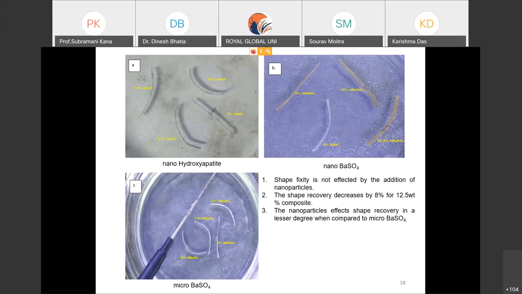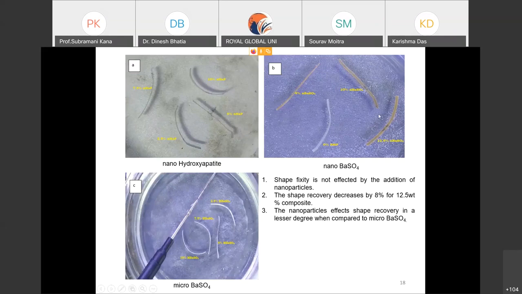And we have tested it, and after that some samples also we have used hydroxyapatite with different concentrations. Okay, this is what the different samples look like, you can see here. This is at 2.5%, 5% or none. All of these we have made in our lab only, nanobarium sulfate and nanohydroxyapatite. Okay, and this is 10 weight percentage, 7.5%. Okay, then this is barium sulfate.